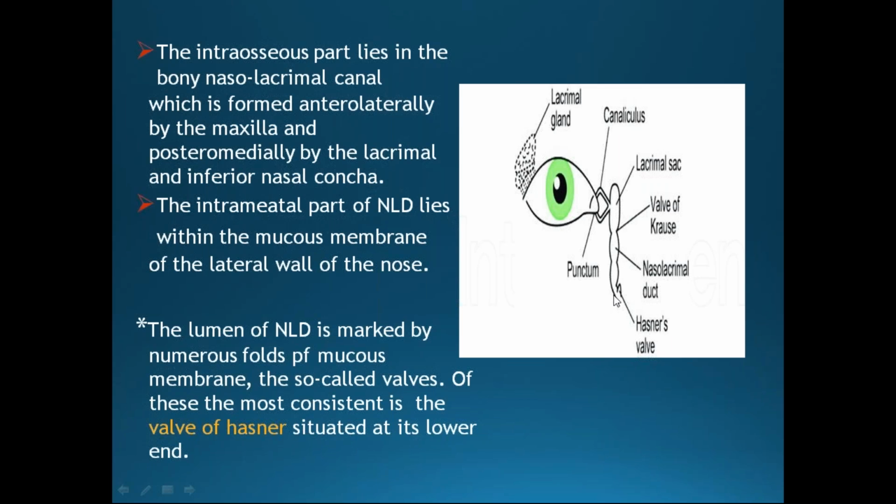This is the Hasner valve, which prevents reflux of fluids from the nose into the lacrimal sac. It opens into the inferior meatus and prevents the reflux of fluid from the nose into the lacrimal sac.